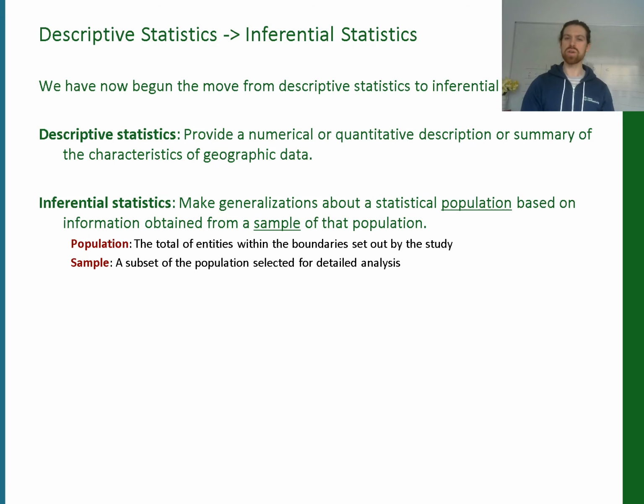Whereas in this part now, we're going to try to make generalizations about statistical populations based on information that you or I may go out and actually gather from a population. Just remember that the population is essentially the total number of entities that we've got within a boundary area of study that we may decide that we want to go out and sample.